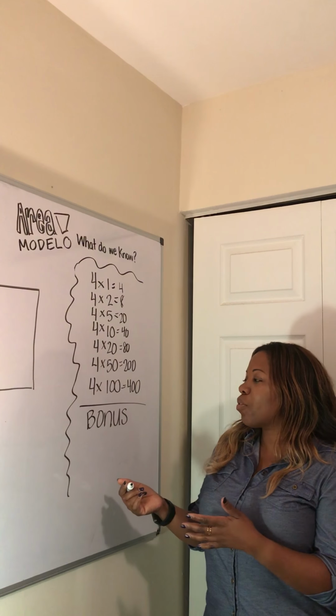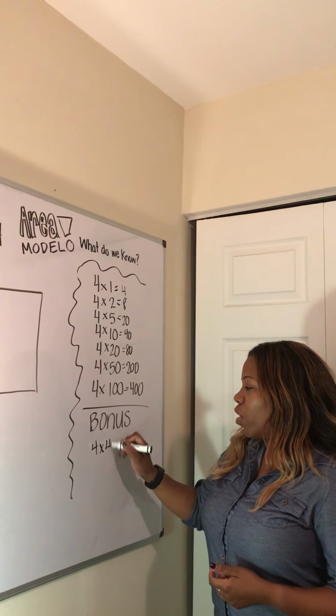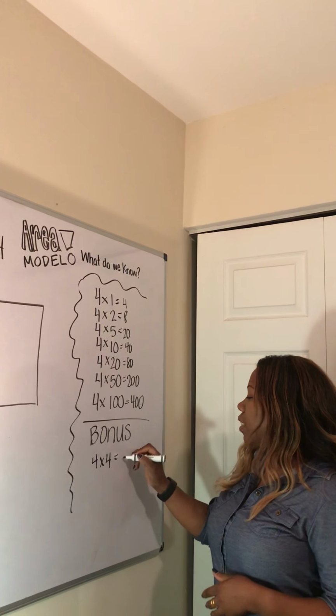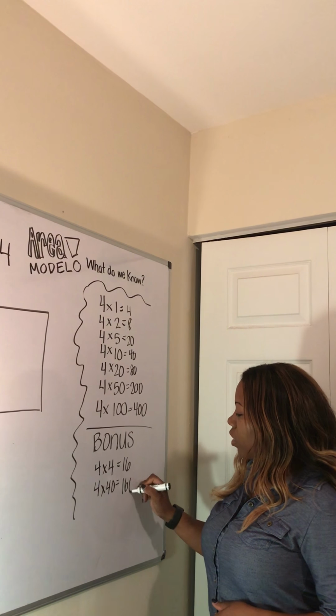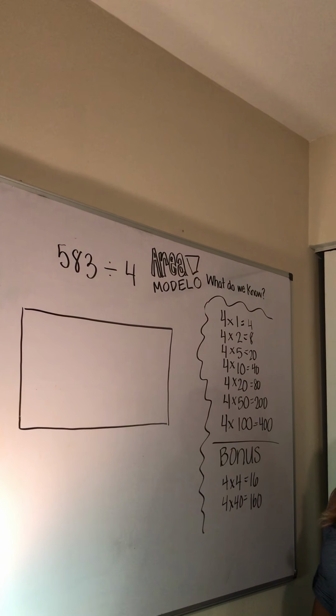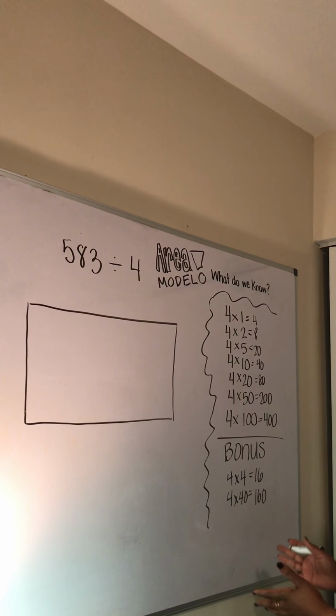So in this case, I'm going to throw out the 4 times 4, because a lot of them know their doubles, is 16. So if they know that, then they know that 4 times 40 is 160. And that might help them in this problem. So let's go to our area model. We have this nice bank of problems now.